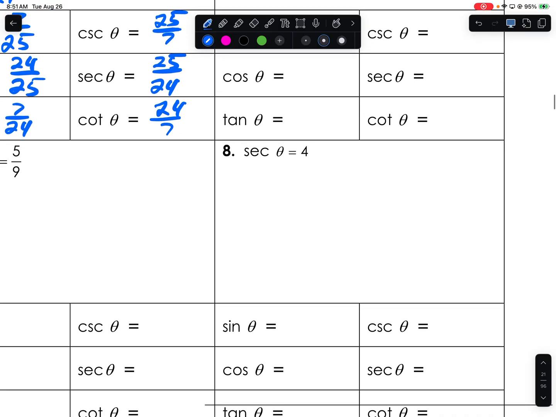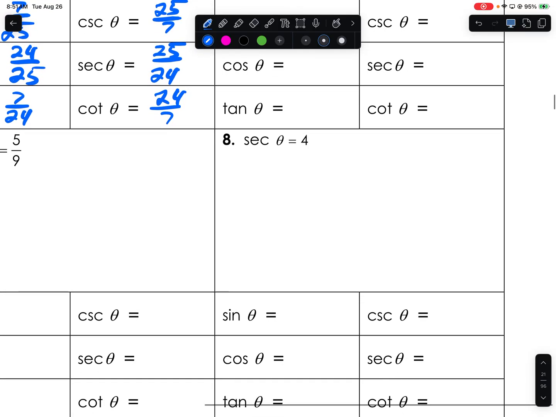Okay, we'll do a weird one. How about you, I want to know what B is. I'm going to draw the triangle.